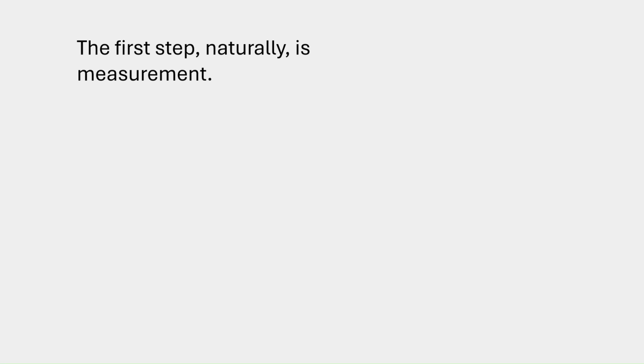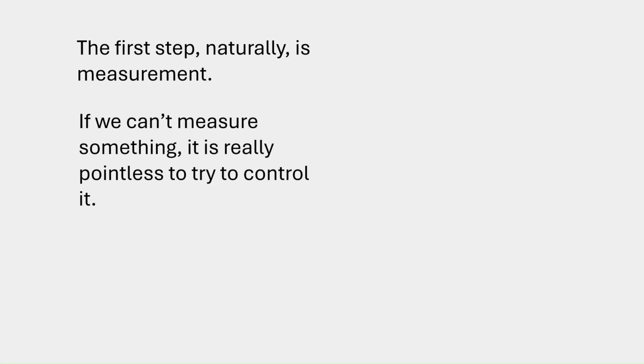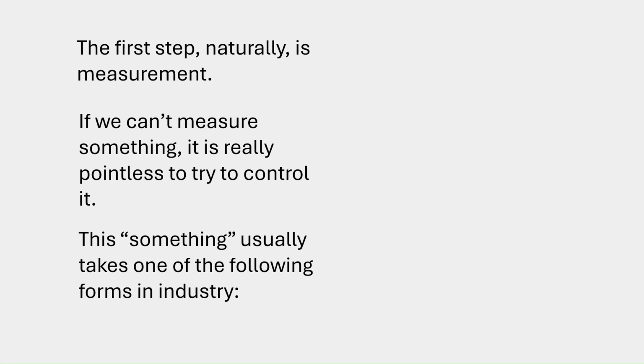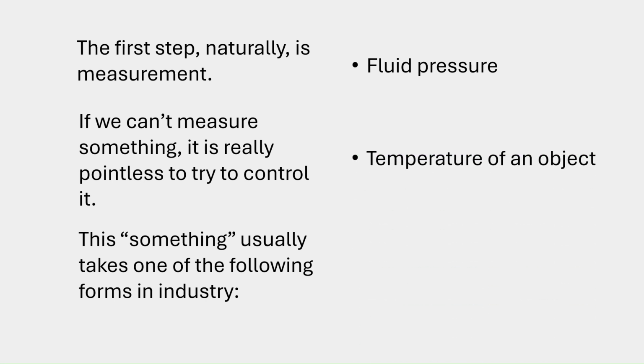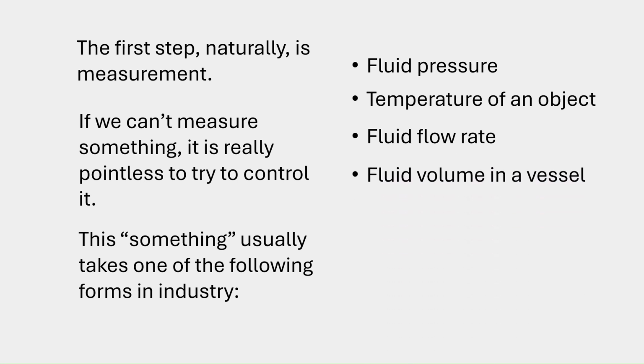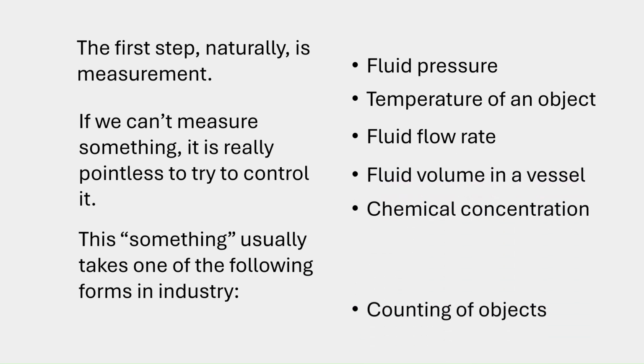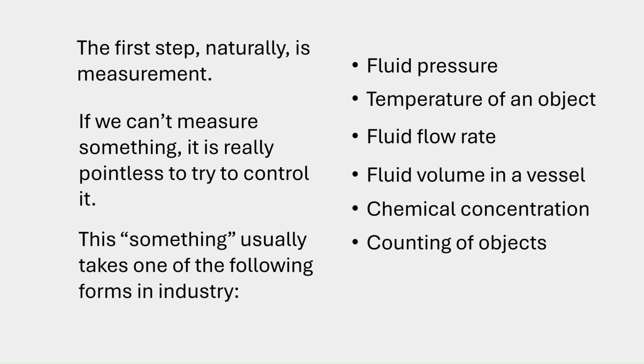Now, think about it. The first step in any automation process is measurement. And if we can't measure something, it's impossible to control it. How would you control the temperature of a furnace if you didn't know how hot it was? So in the industry, we commonly measure variables such as pressure, temperature, flow rate, level, chemical concentration, and we even count objects on a production line. All these values help control systems make the right decisions automatically.